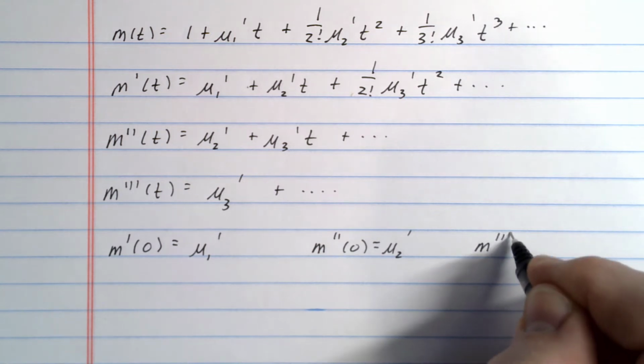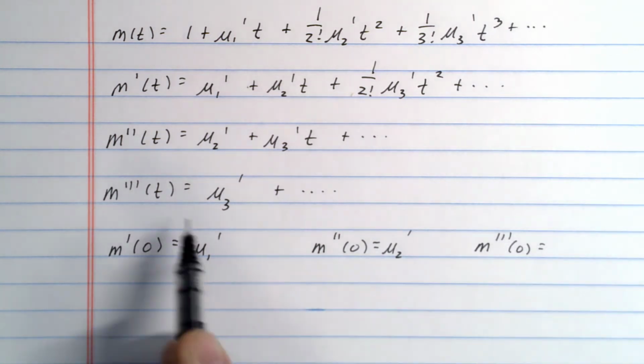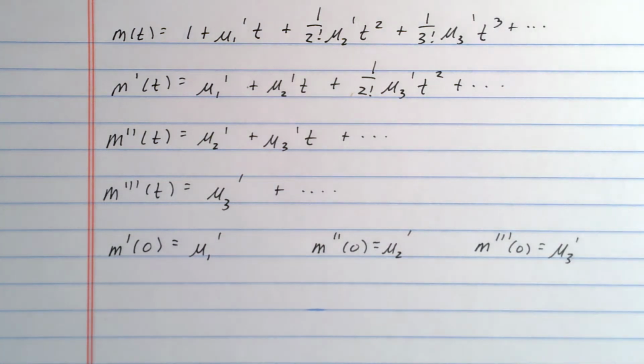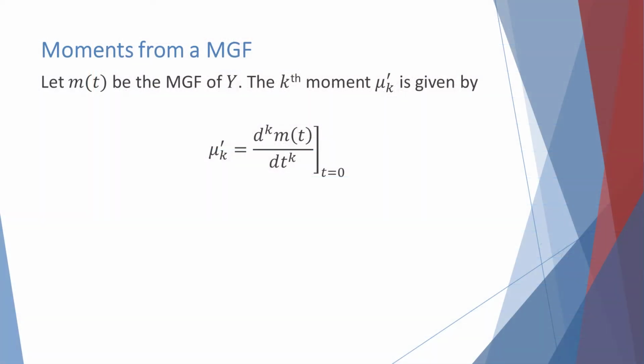The third derivative at 0 would just give us mu3 prime. And I think you can see from there the pattern. And so what we just demonstrated is that if we let m of t be the moment generating function of a random variable y, then the kth moment, mu sub k prime, is given by the kth derivative of m of t, where t is set equal to 0.